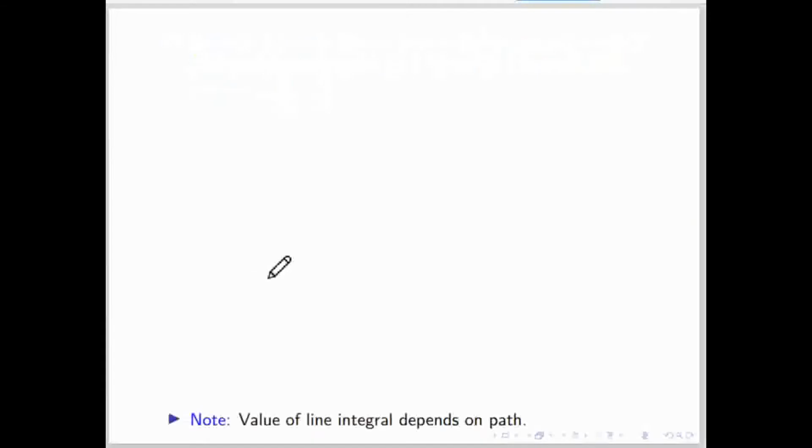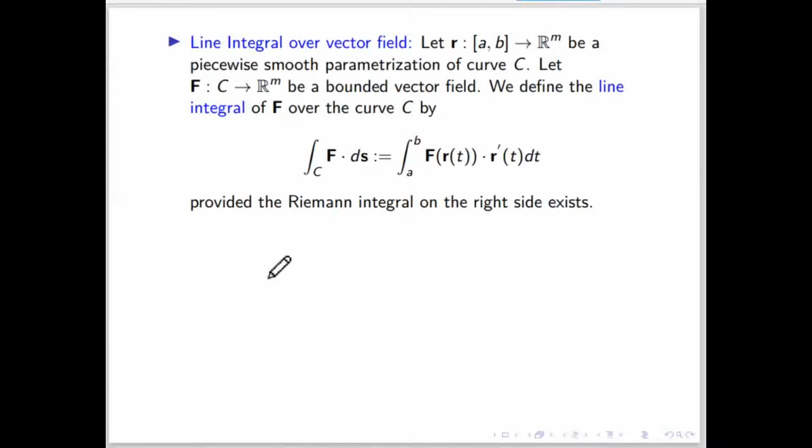Sir, yes. Physically, what does the line integral represent? So I will show you. Don't worry. So we are integrating a function over a curve.